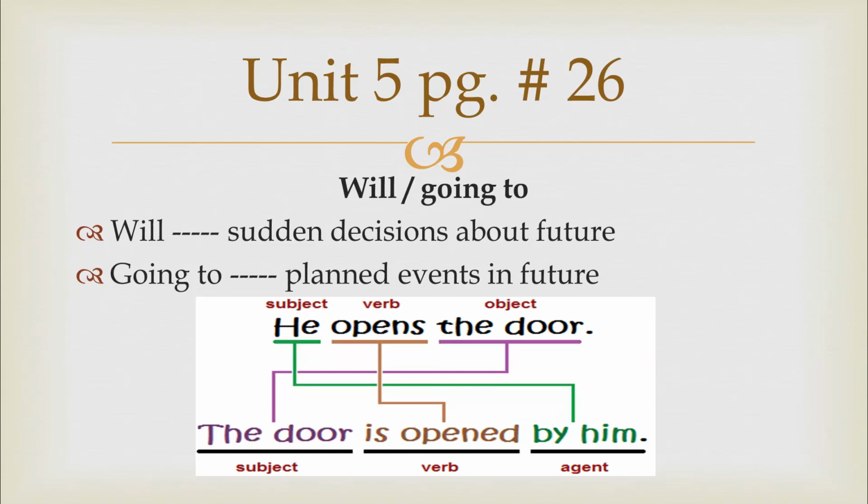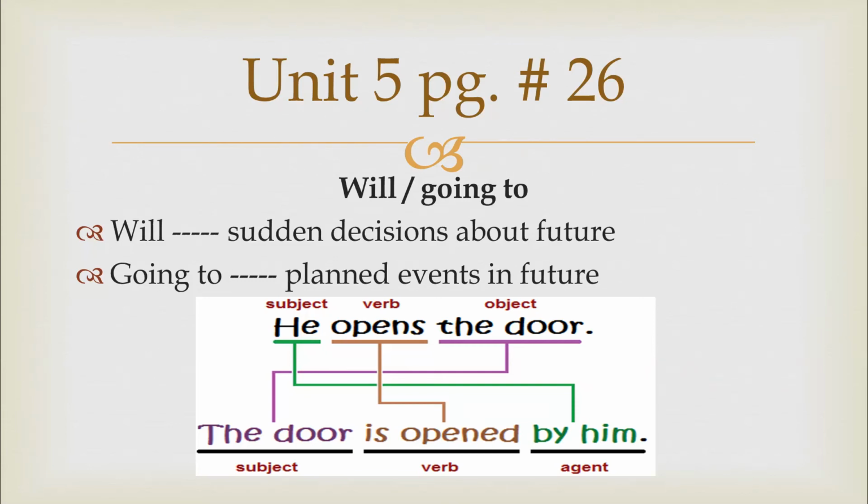The concept is will or going to. Where to use will when talking about the future, and where to use going to when talking about the future. When we talk about sudden decisions about the future, we use will. And when we talk about planned events in the future, we use going to. Practice this at home. Then come to making passive voice of simple present tense.